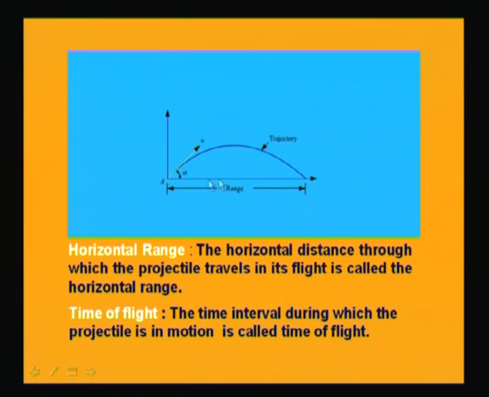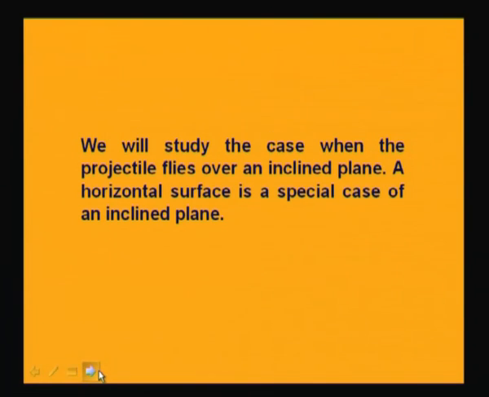Horizontal range: the horizontal distance through which the projectile travels in its flight is called the horizontal range. In this case the range is this. Then time of flight: the time interval during which the projectile is in motion is called time of flight.